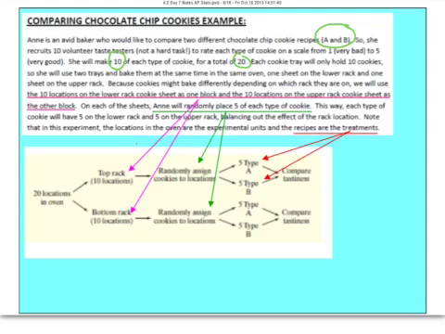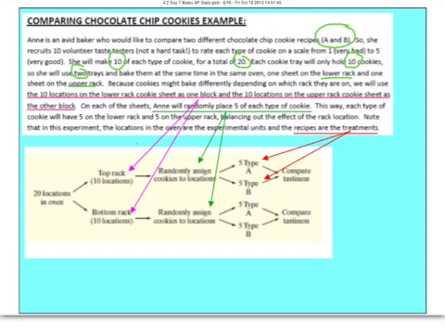20 cookies. Each cookie tray will hold only 10 cookies, so she will use 2 trays, and bake them at the same time in the same oven. 1 sheet on the lower rack and 1 on the upper rack. If you've ever cooked cookies or cooked anything in the oven, it's going to cook slightly different. So the cooking on the lower rack versus the upper rack could make a difference.